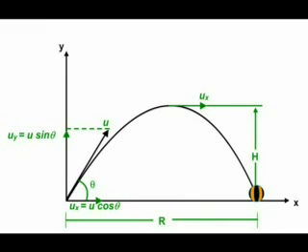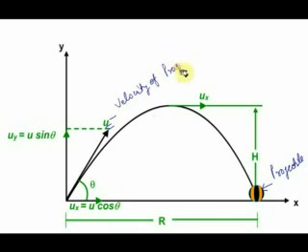So here, as you can see, this is our projectile, which was thrown into the air with velocity u. So this is our velocity of projection. And the angle of projection is theta. So this is the angle which the velocity vector makes with the horizontal.